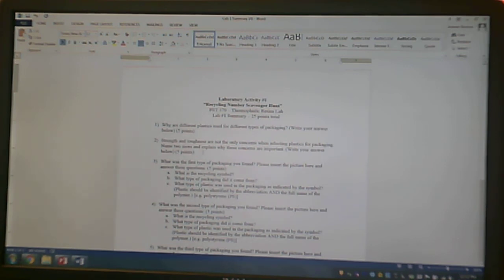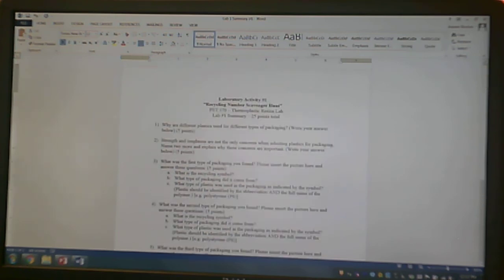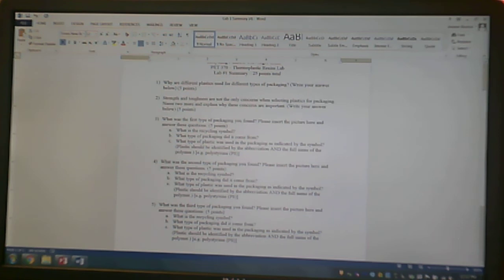And then this is where you're going to put your pictures of your packaging and then explain what type it came from and then what the polymer is that makes it up. And answers 3, 4, and 5. Like any of your lab summary worksheets, these are worth 25 points apiece, so be sure to answer each question completely. Each question is worth 5 points.